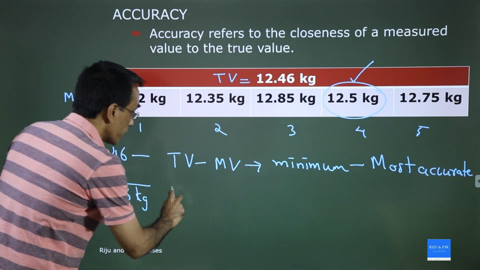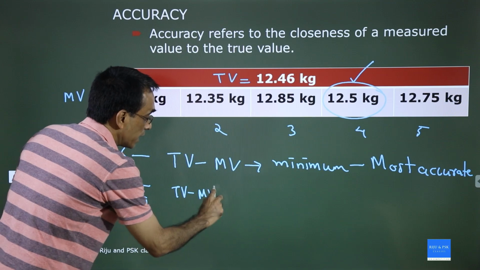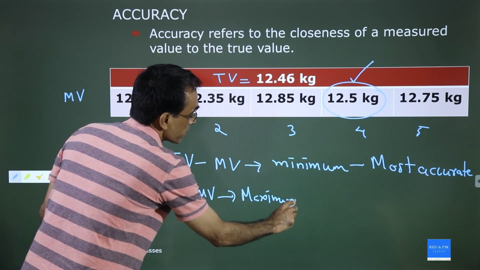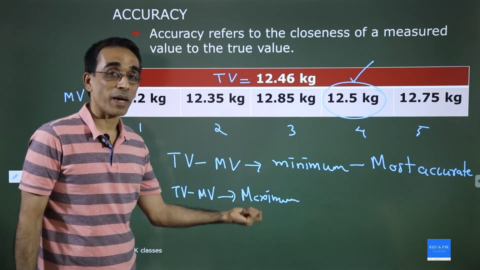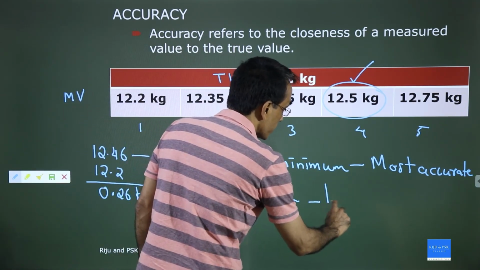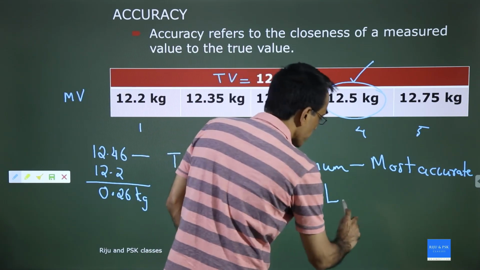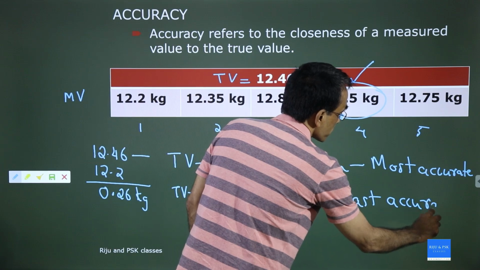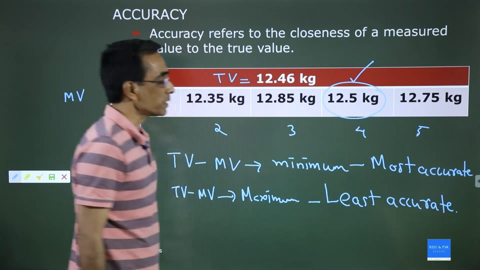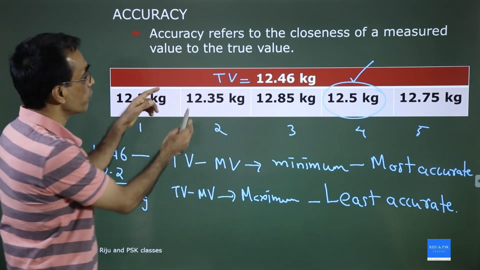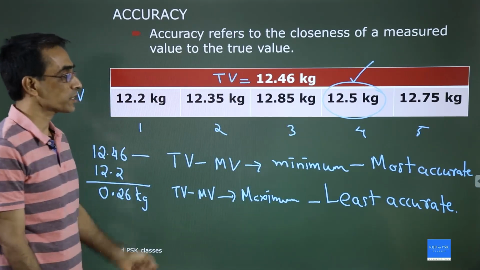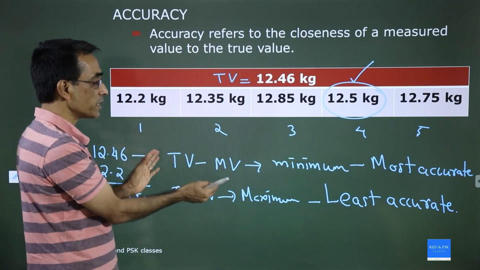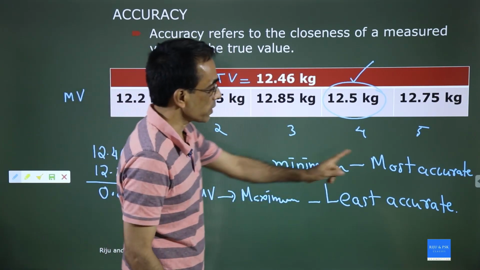If TV minus MV is maximum, then what is the message? If it is maximum, then that is the least accurate value. This is sure in your examination. They may give you a true value and a couple of values like this. They will ask you which is the most accurate and which is the least accurate. The idea is to take the difference; the smallest difference is the most accurate.